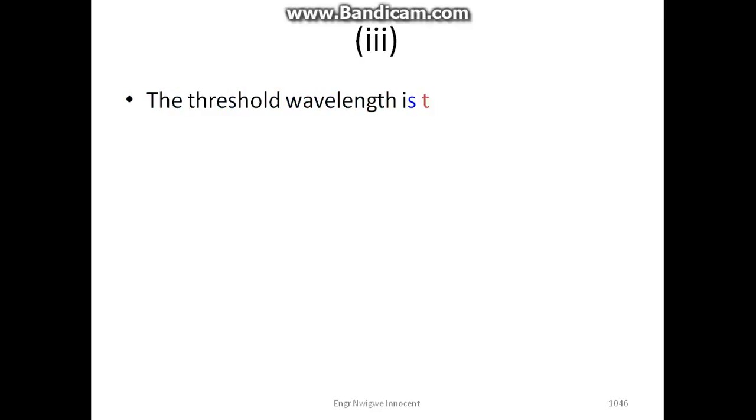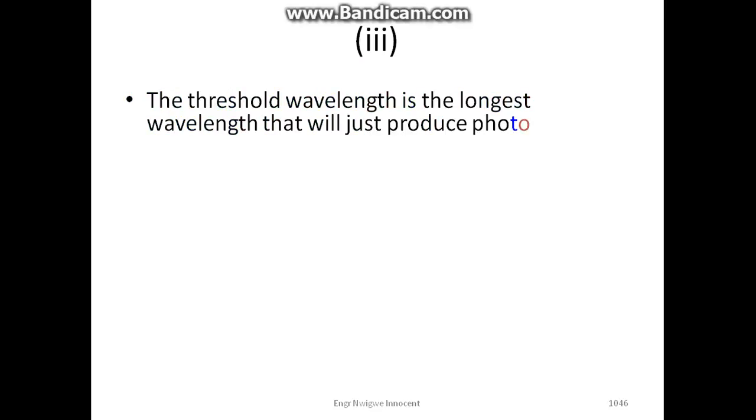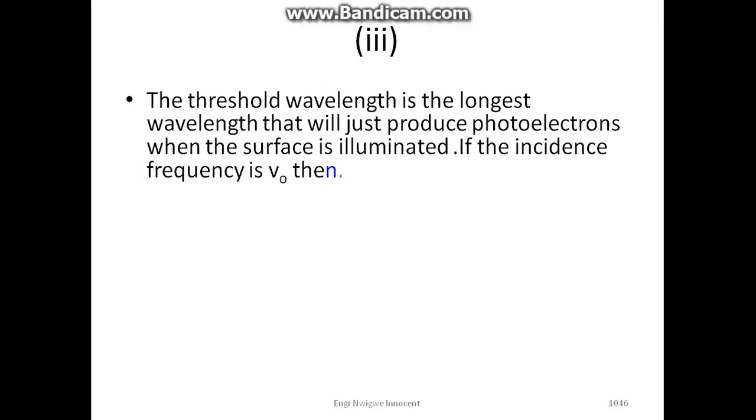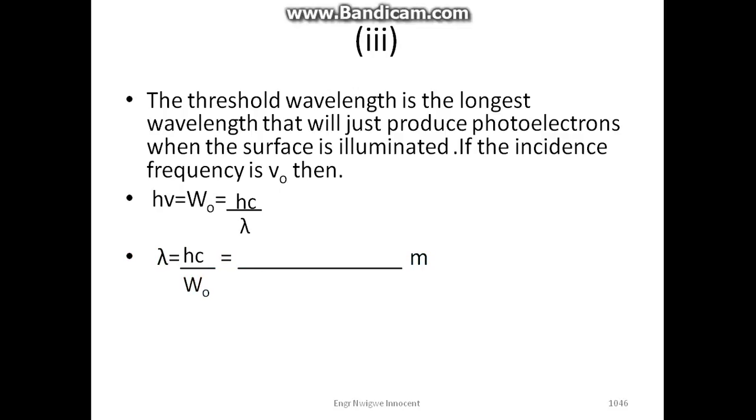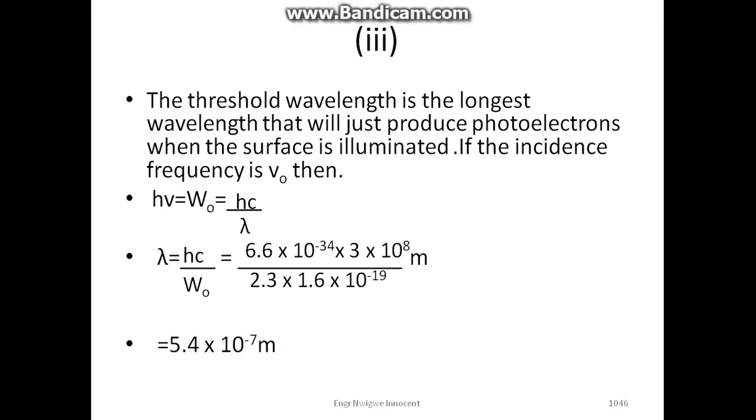The threshold wavelength is the longest wavelength that will just produce photoelectrons. When the surface is illuminated, the incident frequency is v0. Then hv0 is equal to W0, which is equal to hc over lambda. Lambda is equal to hc over W0, which is equal to 6.6 times 10 raised to the power minus 34 times 3 times 10 raised to the power 8 all over 2.3 times 1.6 times 10 raised to the power minus 19, which will now give us 5.4 times 10 raised to the power minus 7 meters.